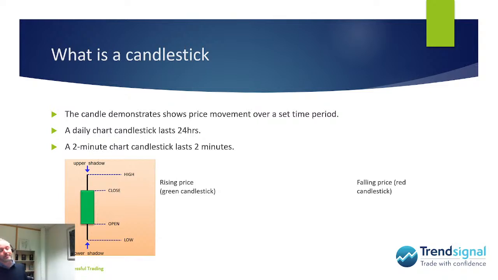What a candlestick demonstrates is that price movement over a particular period of time. That period of time is determined by the time frame that you are using. So that could be a daily chart, a 4-hour chart, a 15-minute chart. What a candlestick represents is the amount of movement over that particular time. So if you're trading on a daily chart, it looks at the price movement for that day or that 24-hour period and demonstrates how prices have moved.